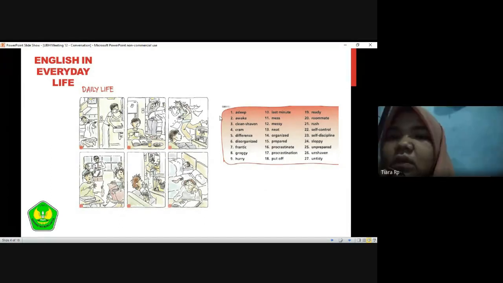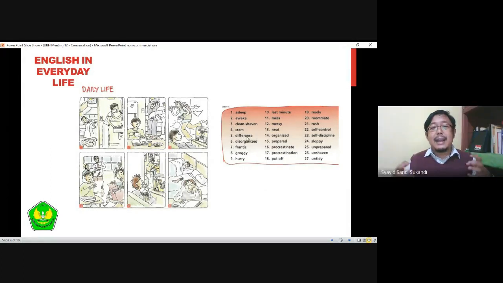Number five, you know, cramp itu dari bahasa Inggris. Cramp. Kita tiru cramp. Nah, jadi selama ini kan kita pikir cramp itu bahasa Indonesia, ternyata itu dari bahasa Inggris cramp. Okay, number five, difference. All these pictures show difference, right? Number six, disorganized.